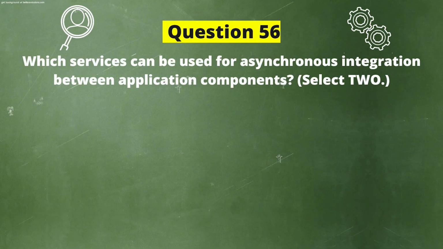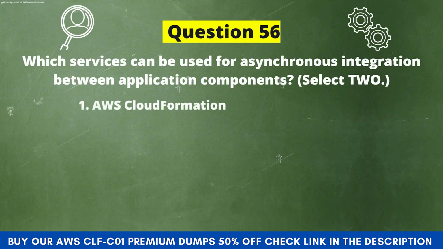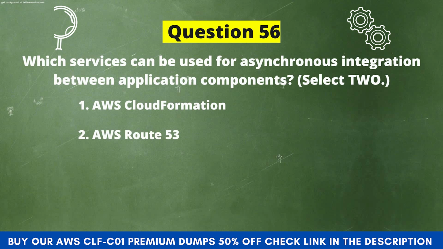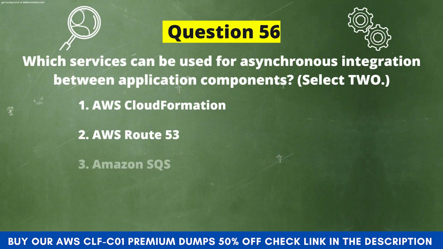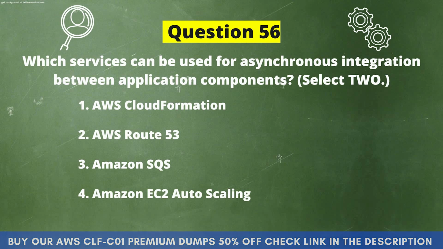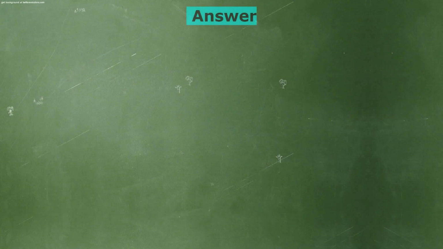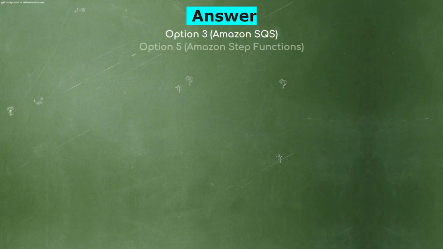Question 56. Which services can be used for asynchronous integration between application components? Select two options. Now, the options are: Option 1, AWS CloudFormation. Option 2, AWS Route 53. Option 3, Amazon SQS. Option 4, Amazon EC2 Auto Scaling. Option 5, Amazon Step Functions. And the correct answer is Option 3, Amazon SQS, and Option 5, Amazon Step Functions.